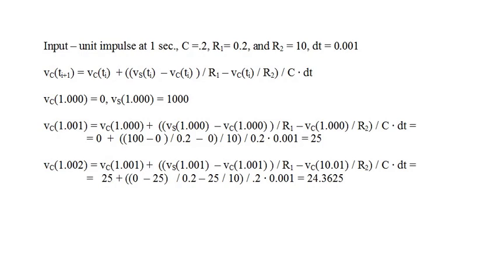Then VC at 1.002 equals VC at 1.001 plus quantity VS at 1.001 minus VC at 1.001 divided by R1 minus VC at 1.001 divided by R2, that quantity divided by C times dt, and plugging in the numbers, we get 24.3625, and so on.